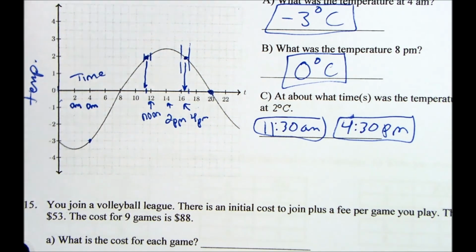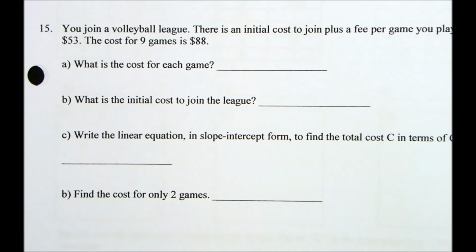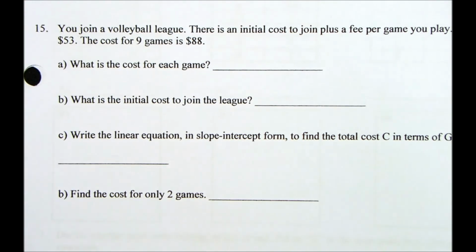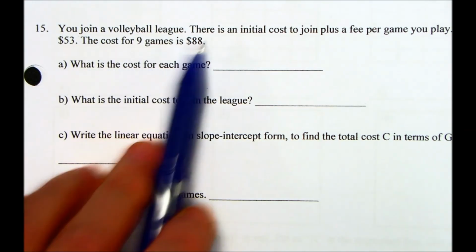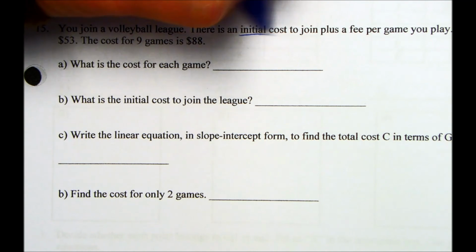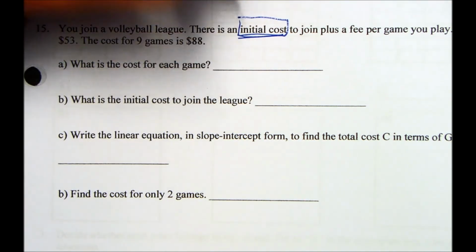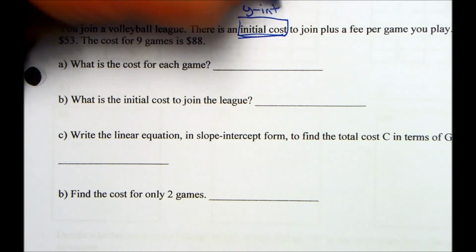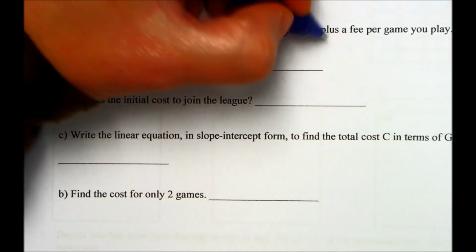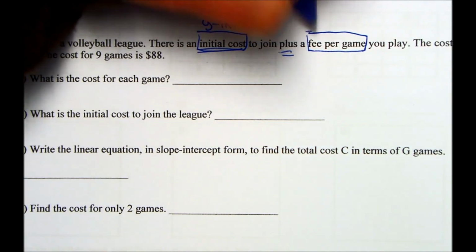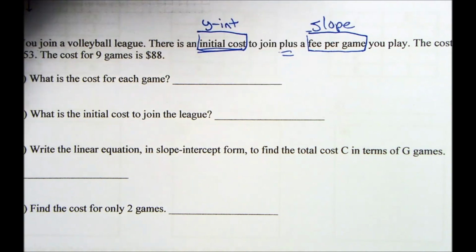All right, so now we have the last problem on our review, and it's going to involve slope and y-intercept and writing an equation. So you join a volleyball league. There is an initial cost. So the initial cost is going to be your y-intercept to join, plus a fee per game. So that sounds like a rate. Well, that's your rate of change or your slope.